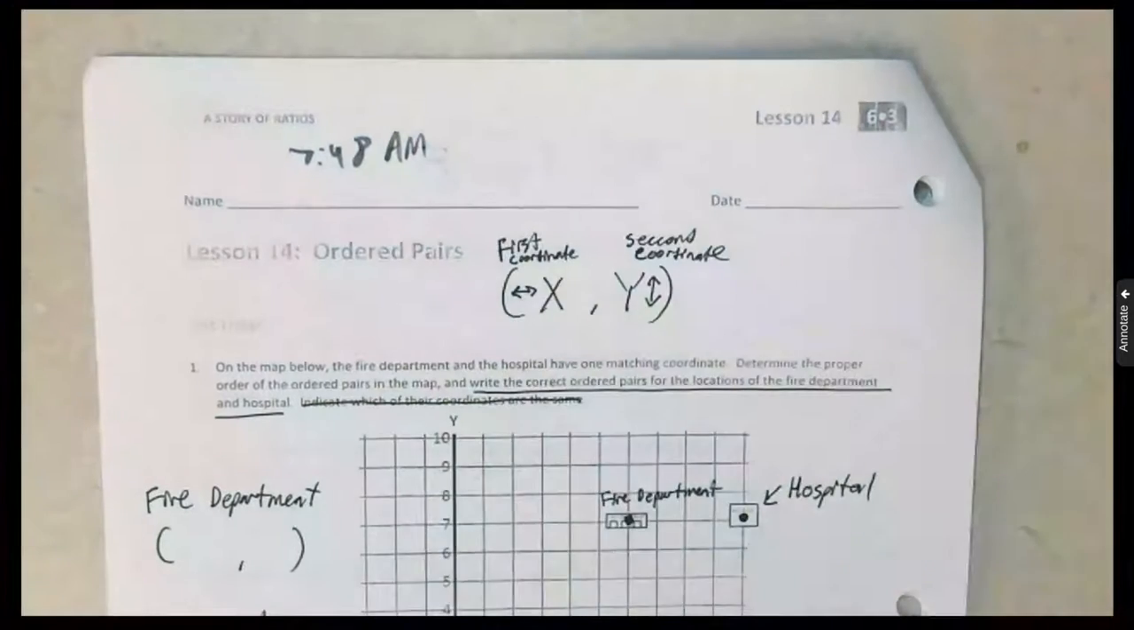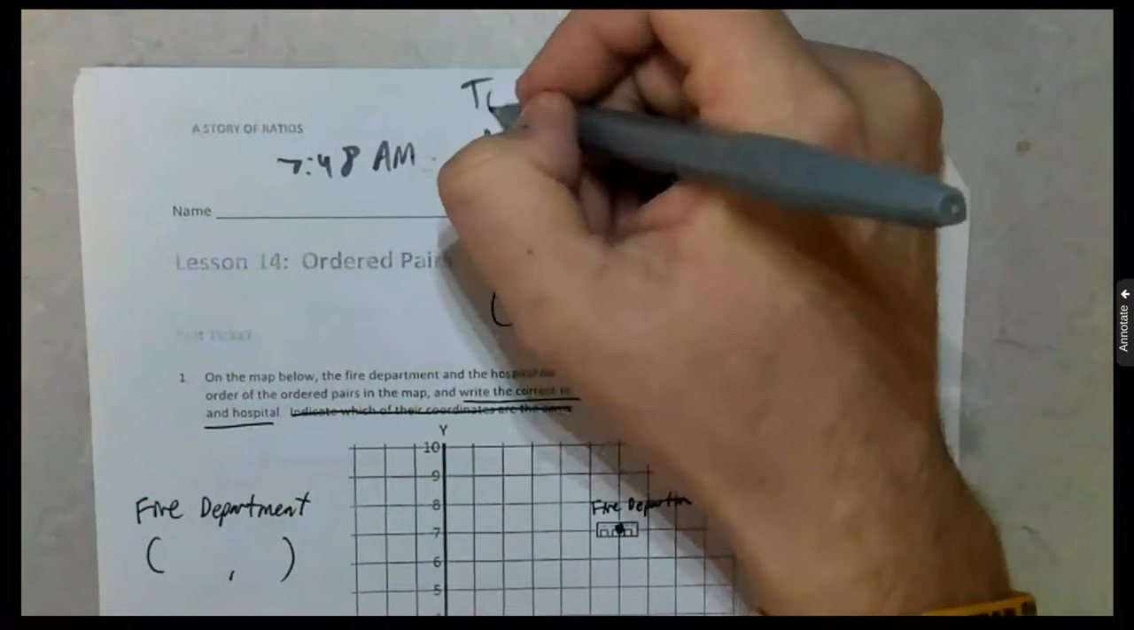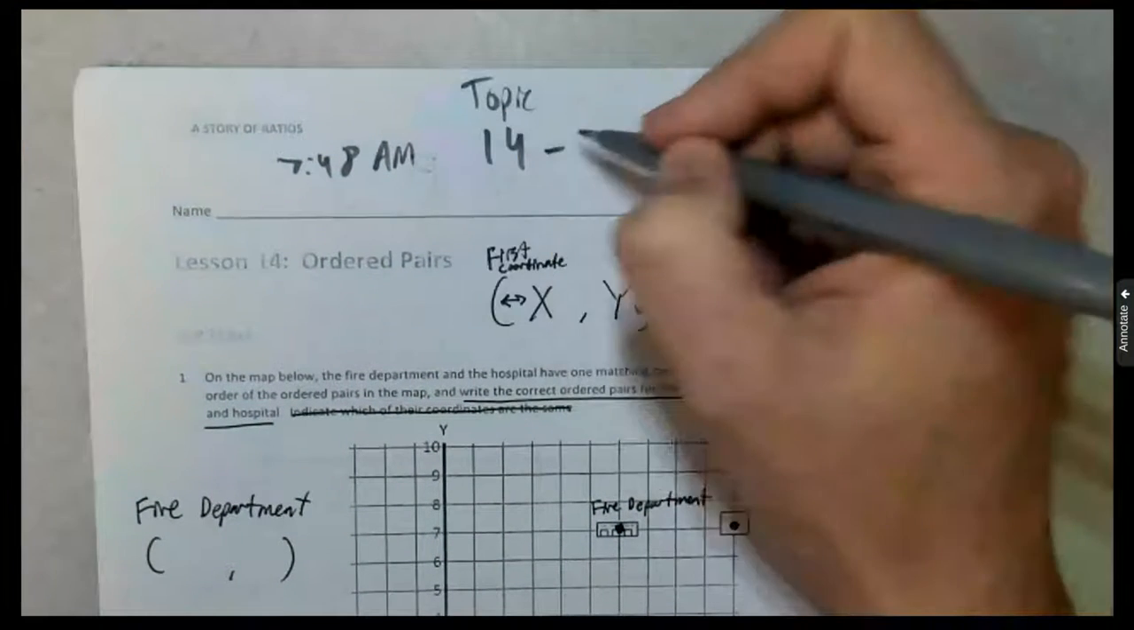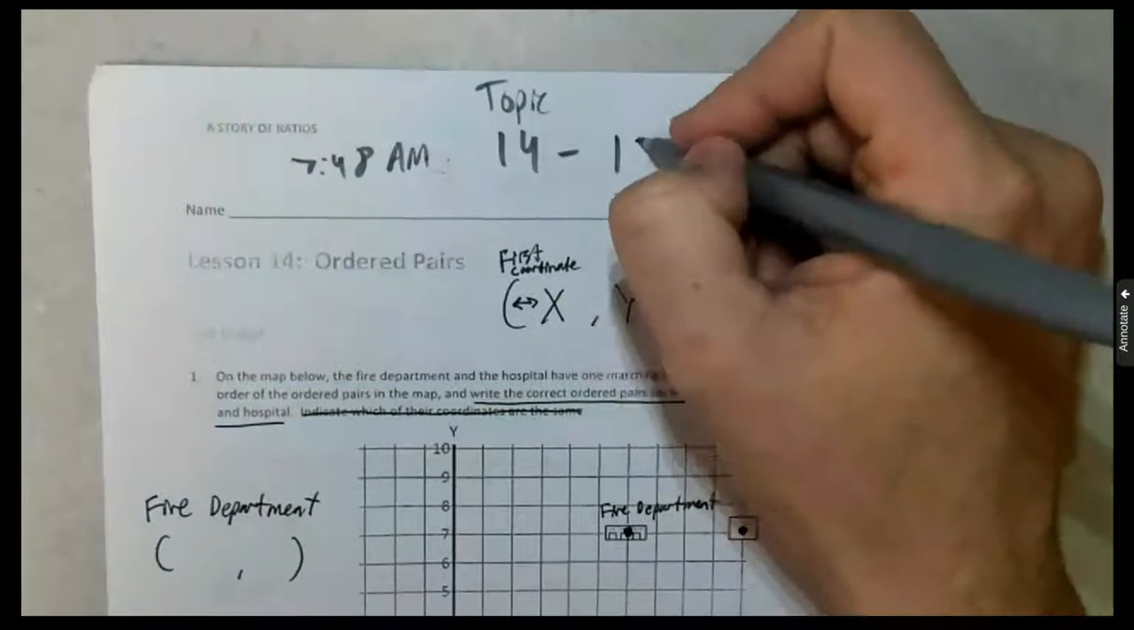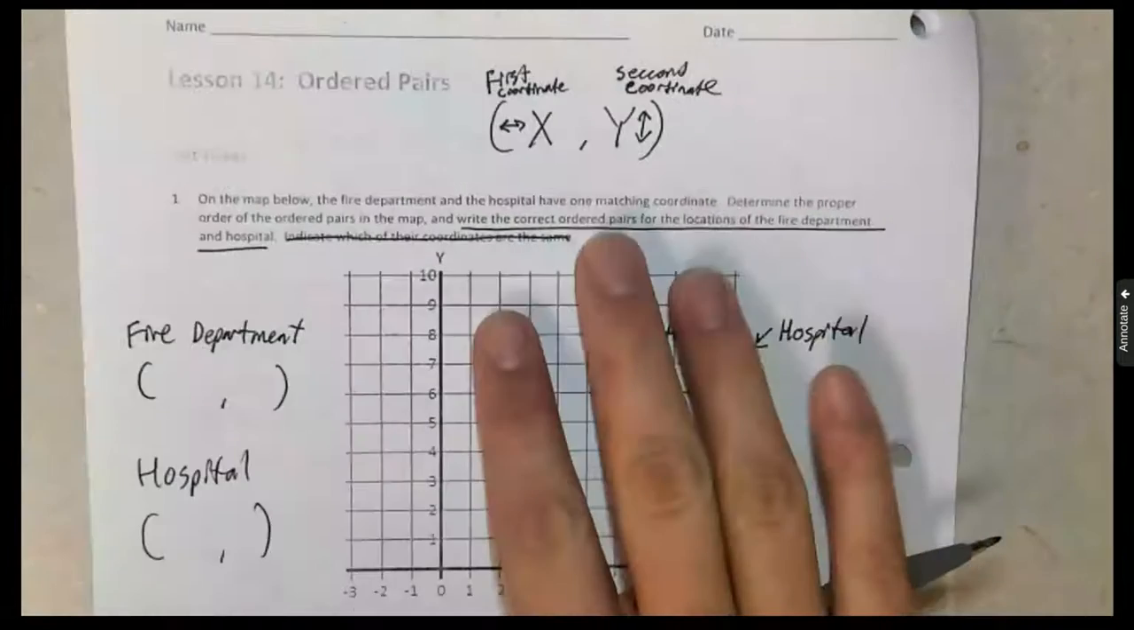Let's get started with lesson 14. I will see how much I can get done. Topic C is lessons 14 through 19. So we'll see how many I can get done. I believe this packet is 4 exit tickets long.